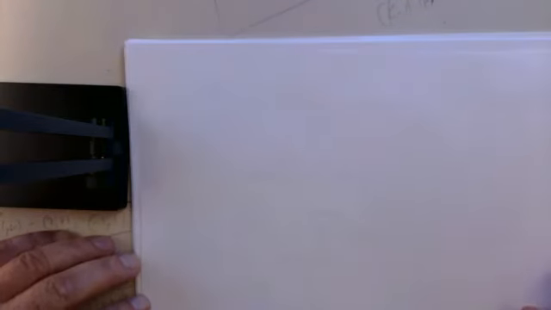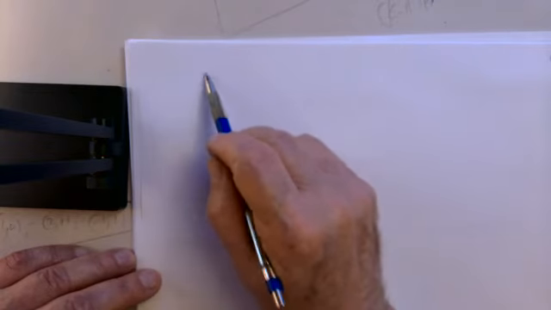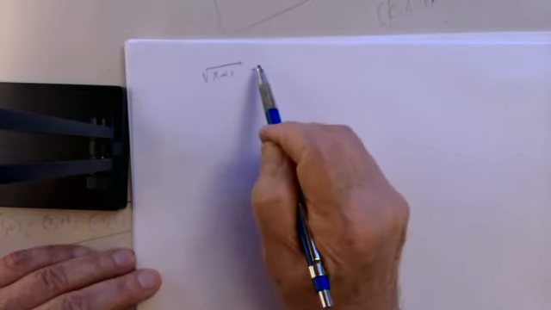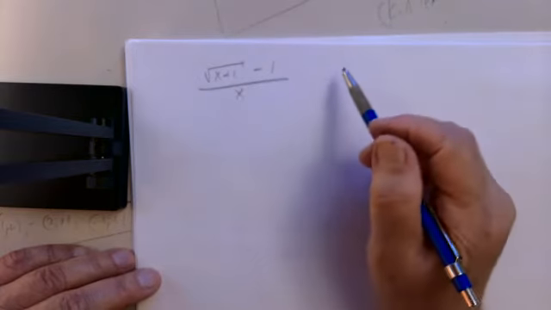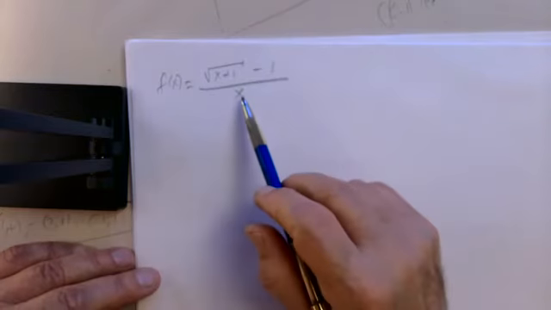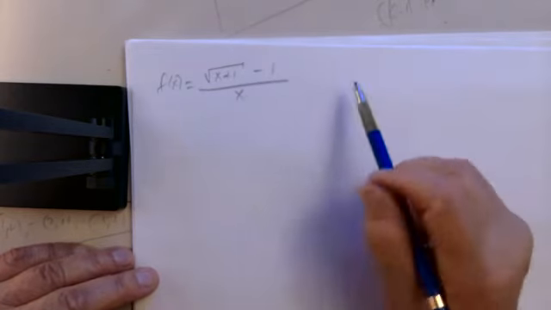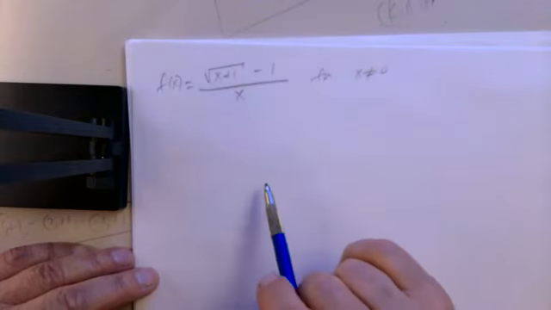All right, so here's another problem that looks difficult, and it is until you learn the technique. We have the square root of x plus 1 minus 1 divided by x. So if this were a function, what is the domain of definition of this function? First, the denominator can't be 0, so this is defined for x different from 0.